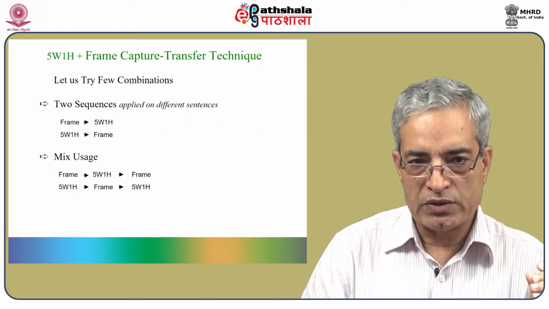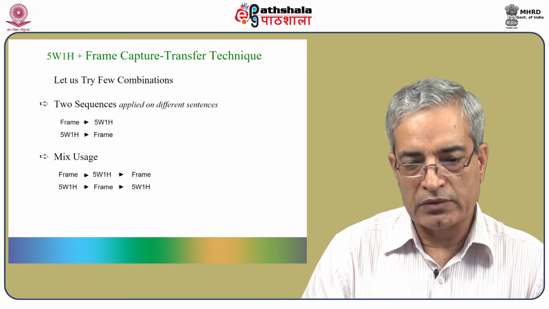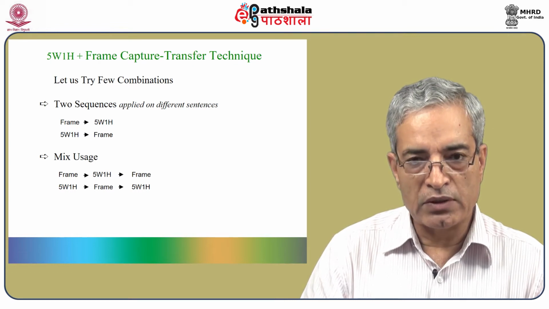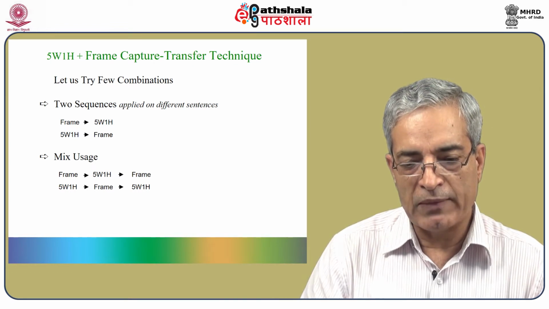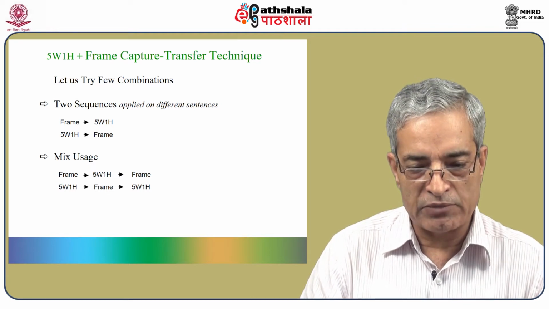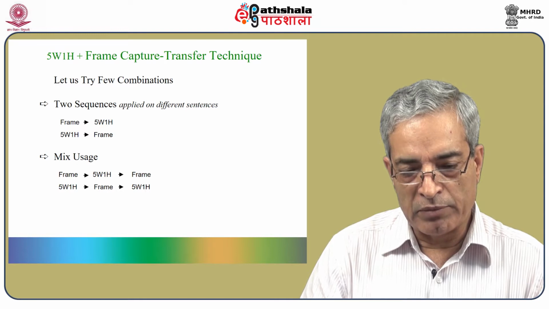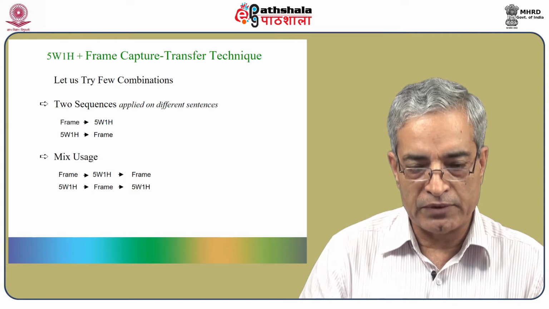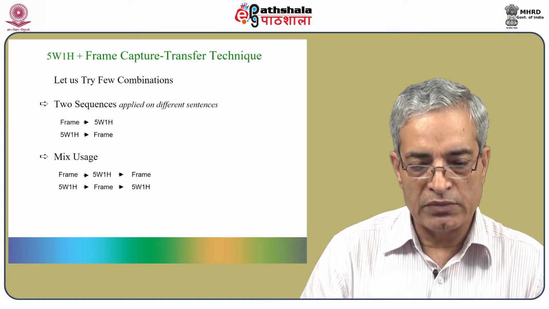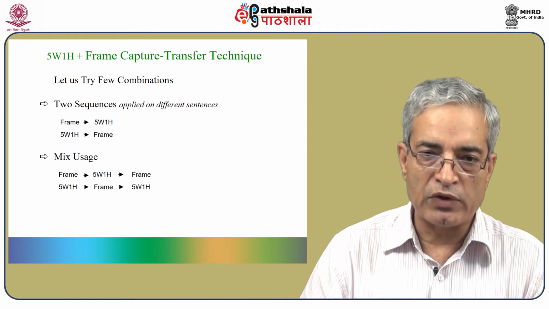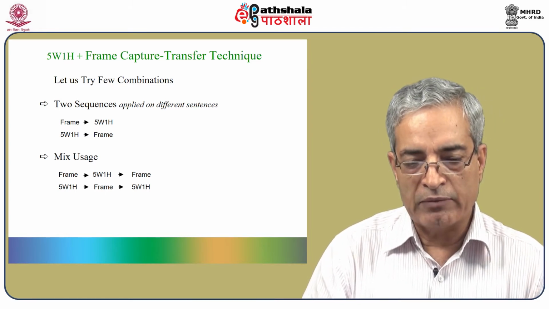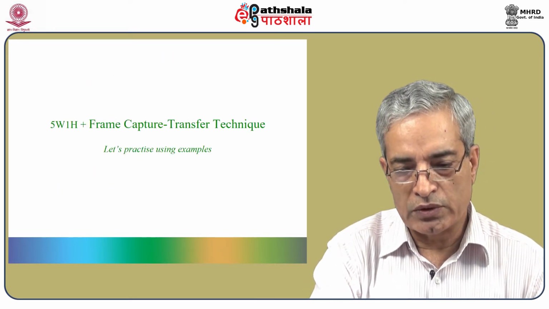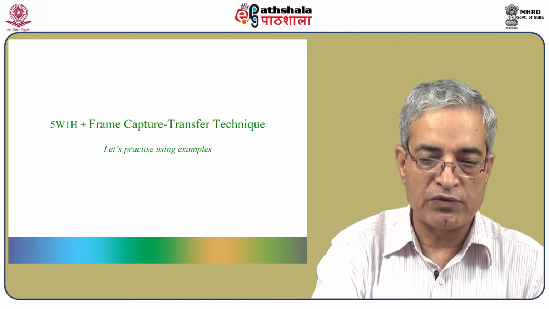Let's try a few combinations, because everything may not be possible to cover here. So a few combinations would be two sequences first. These are applied on different sentences. First we will put the frame, followed by putting 5W1H on the same sentence, and then it will be reversed. That is, 5W1H will be applied first, followed by the application of frame transfer. And then the third is the mixed use. Mixed use means a frame, next 5W1H, once again frame, and the reverse order: 5W1H, then frame, and then 5W1H. So let's go step by step. First is the 5W1H plus frame capture and transfer technique.